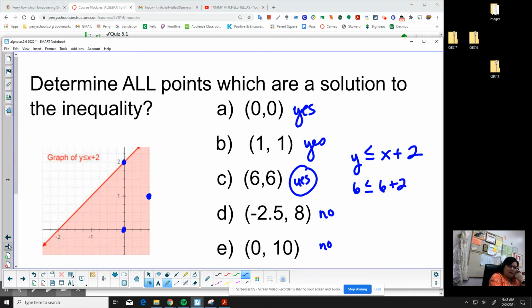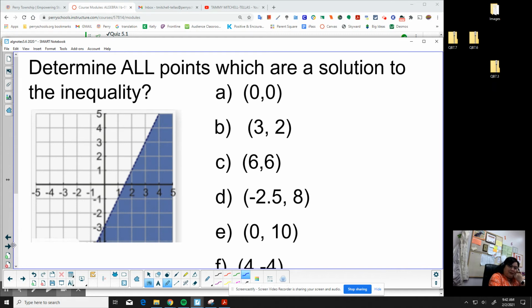All right, let's go to the next one. You're going to press pause and try these and see. You're looking for points that are in the shaded area. It can't be on the dotted line, and it can't be in the white space to be a part of the solution. So press pause and try these.